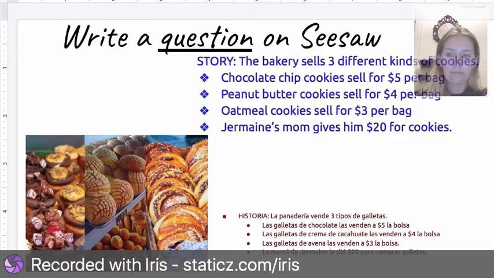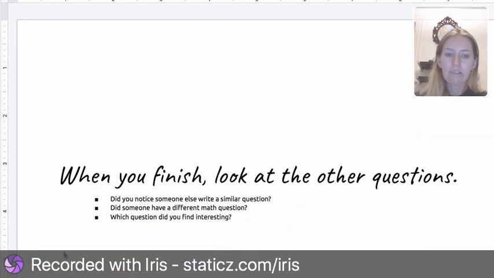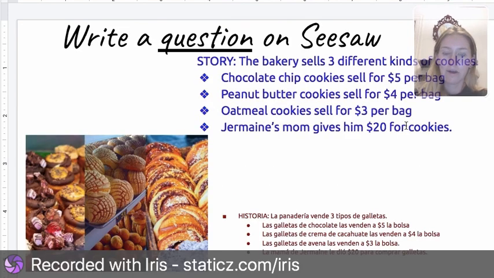On Seesaw, you're going to write a math question for this story. Could be any math question, but you have to be able to solve it using the information right here in the story. After you're done, take a second to look at other people's questions. Did you notice someone write something similar? Something different? Which question did you find interesting? And you can always make a comment on their post. I know I love getting comments, it makes me happy, and I bet other people feel the same. So on Seesaw, go ahead and write your math question for this story.